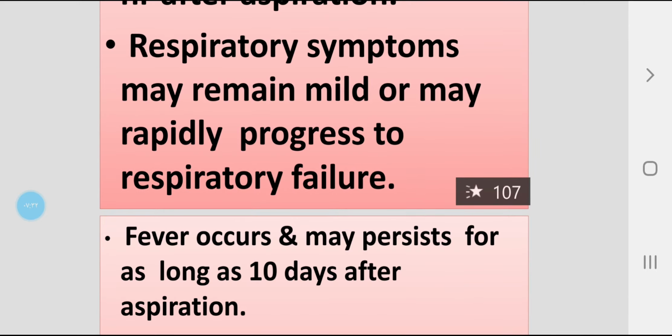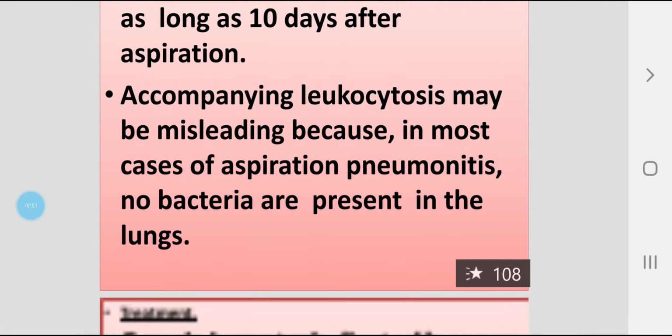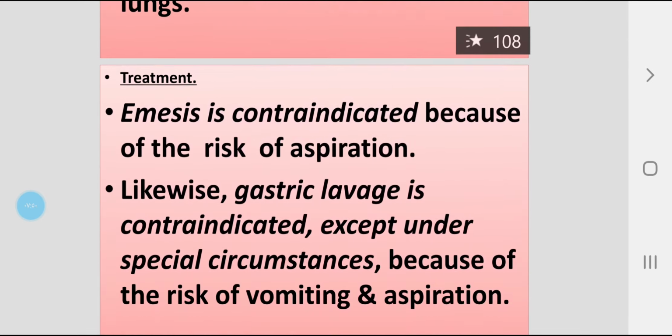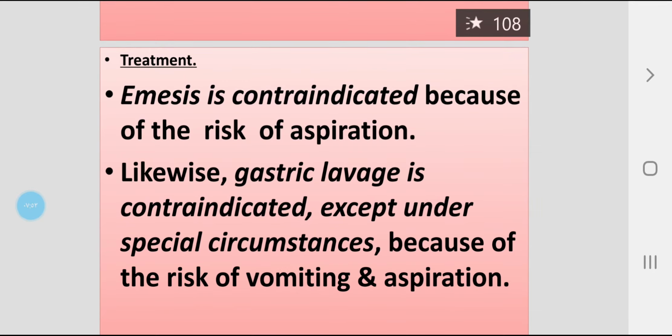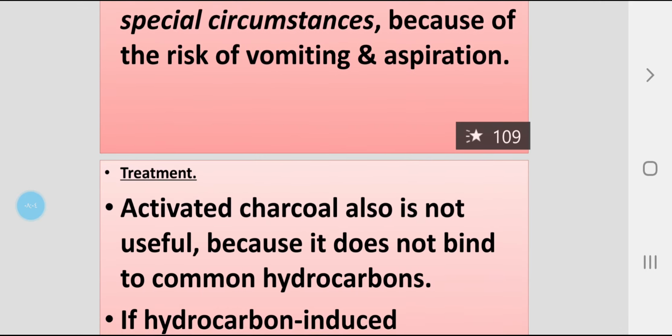Respiratory symptoms may remain mild or may rapidly progress to respiratory failure. Fever occurs and may persist for as long as 10 days after aspiration. Accompanying leukocytosis may be misleading because in most cases of aspiration pneumonitis, no bacteria are present in the lungs. Treatment of kerosene poisoning: emesis is contraindicated because of the risk of aspiration. Likewise, gastric lavage is contraindicated except under special circumstances because of the risk of vomiting and aspiration.